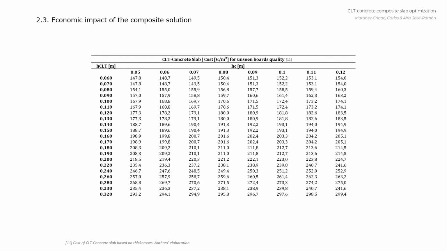The same procedure has been used to evaluate the budget. This table shows the prices per square meter according to the material thickness. As can be seen, the solution is not one of the cheapest in Spain, with an average value of 225 euros per square meter.